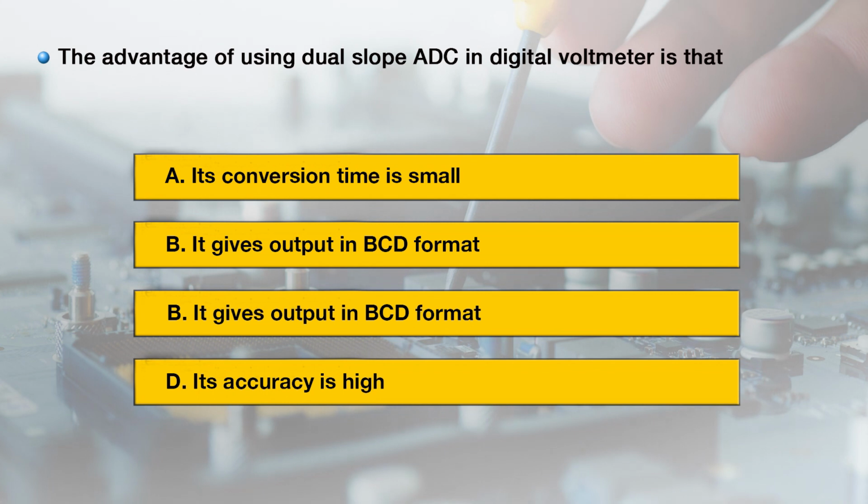The next question is, the advantage of using dual slope ADC in digital voltmeter is that, so dual slope ADC has the advantage that it is more accurate and it has high resolution, and due to these reasons it is used in all measuring instruments, even in the digital voltmeter. So, from all options D is correct because it says its accuracy is high. So, try some more objective questions yourself.